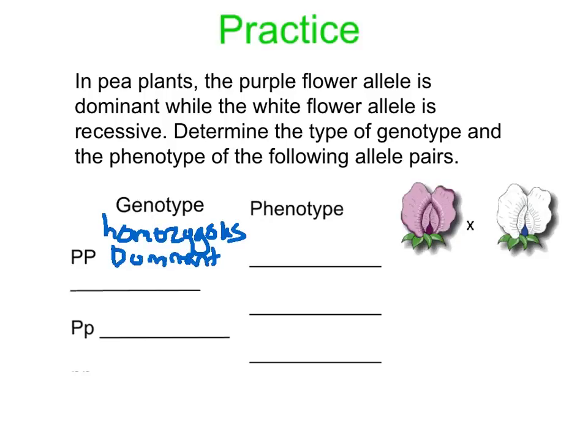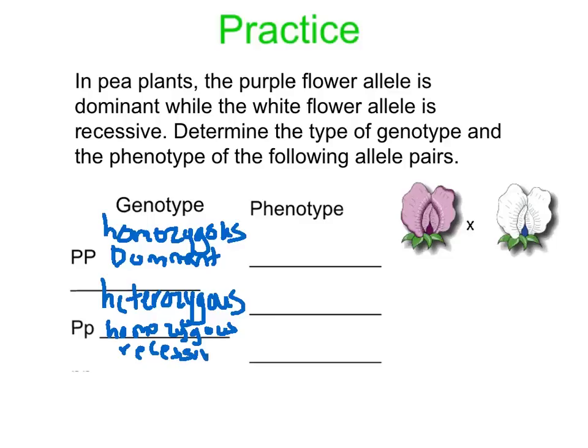For two alleles that are different, we know that that is going to be heterozygous, because there is a dominant and a recessive allele. Lastly, if I have two alleles that are the same, and they are both recessive, that means that they should be homozygous recessive. So then what would the phenotype be?